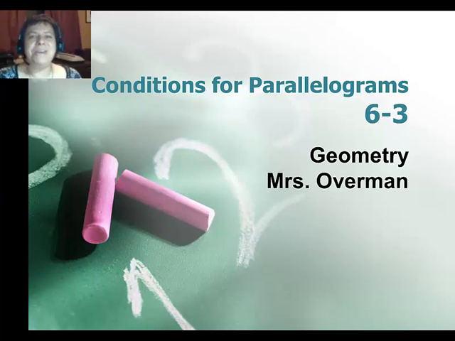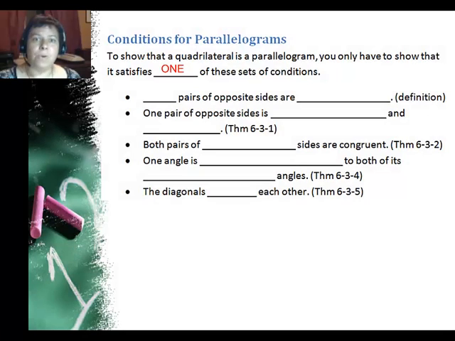All right, but we are talking now about quadrilaterals that want to be parallelograms. Can they join the Parallelogram Club? We're going to be using the properties we learned in 6-2 for this section, 6-3. The good news is that to show a quadrilateral is a parallelogram, you only have to show that it satisfies one of these sets of conditions. So you're going to want to keep this page with you as we go through the other problems.